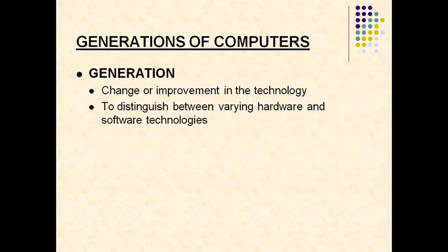What is generation? Generations of what? What is the meaning of generation? Change, or improvement in the technology. So generation means change or improvement in the technology. To distinguish between varying hardware and software technologies is nothing but a generation.